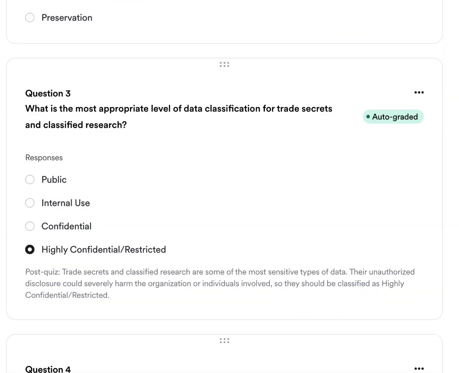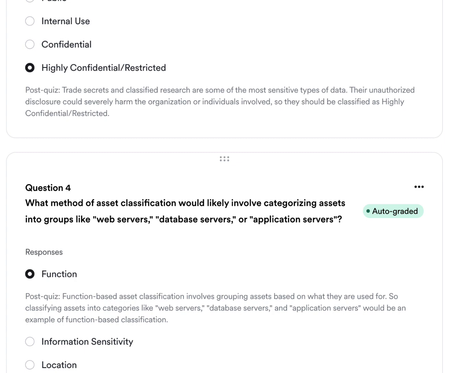Question 3, what is the most appropriate level of data classification for trade secrets and classified research? A, public. B, internal use. C, confidential. Or D, highly confidential / restricted. What is the most appropriate level of data classification for trade secrets and classified research? And the answer is, you guys probably guessed it, D, highly confidential and restricted. Again, trade secrets are of the most sensitive nature, so therefore they should be protected that way. And highly confidential and restricted will fall into suit for that.